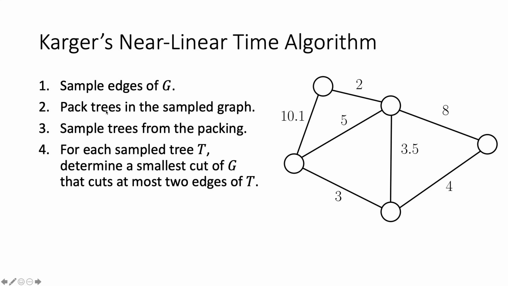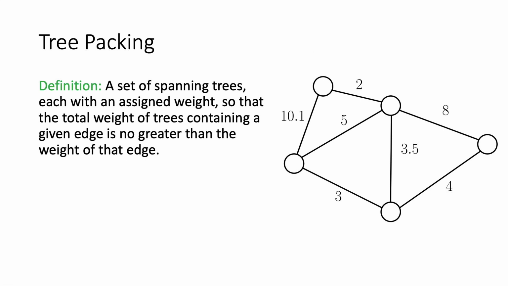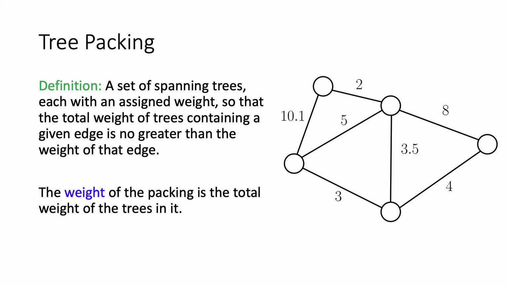Okay, but what about this tree packing? This is something that if you haven't seen before, you won't be familiar with. So what's a tree packing? A tree packing is a set of spanning trees, each with an assigned weight, so that the total weight of trees containing a given edge is no greater than the weight of that edge. The weight of the packing is the total weight of the trees in it.